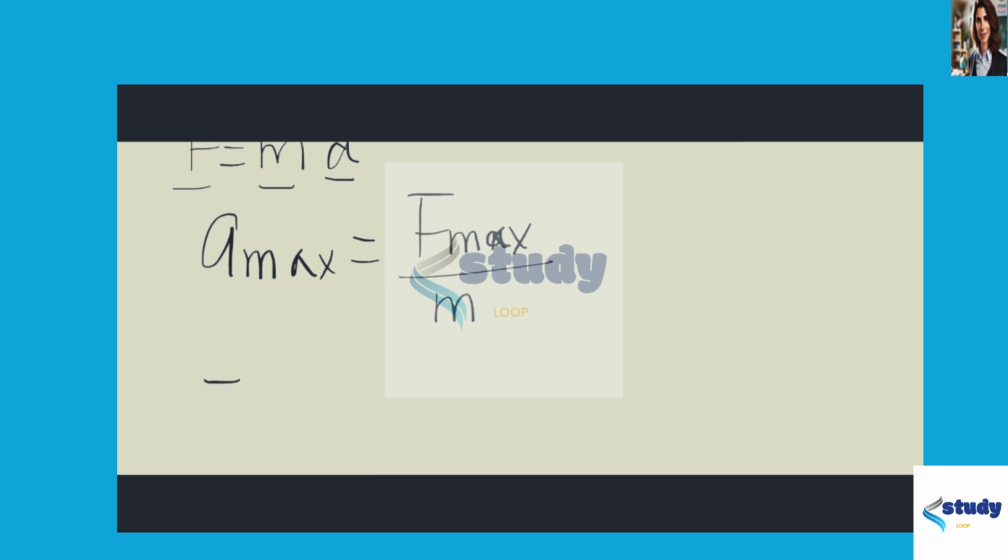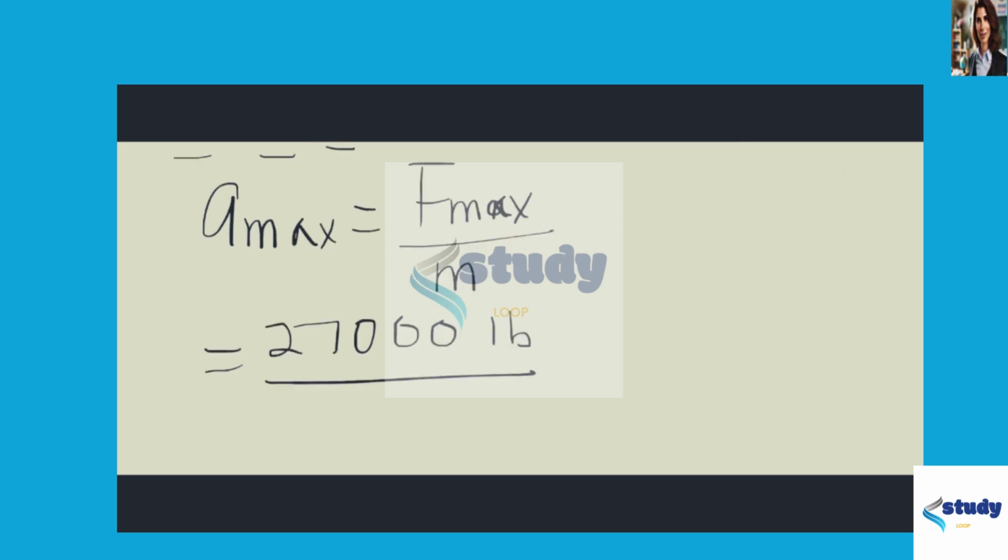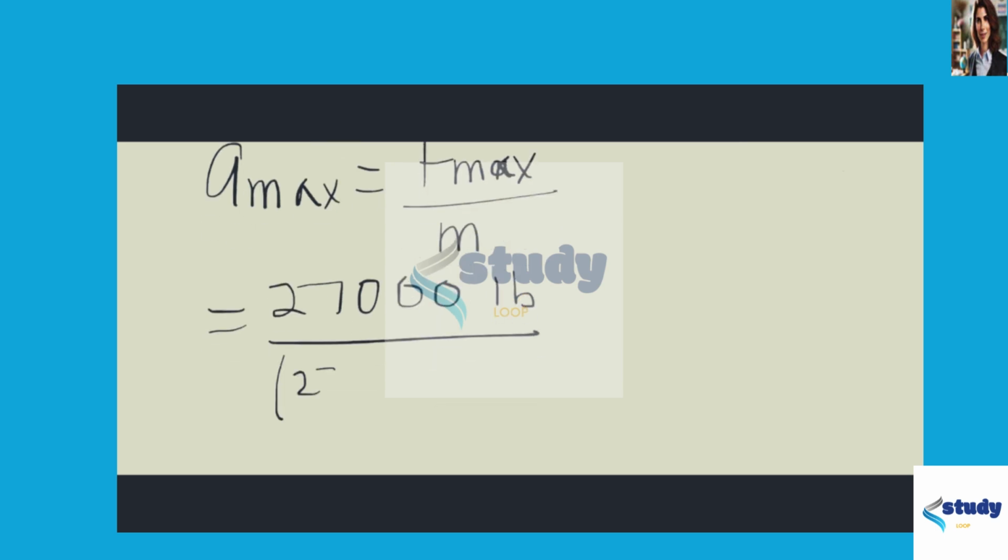So by plugging this in, we get 27,000 pounds, which is 27 kips, divided by the mass, which is 2250 pounds over gravity, 32.2, which will give us a maximum acceleration of 12 g's. And that is our final answer.